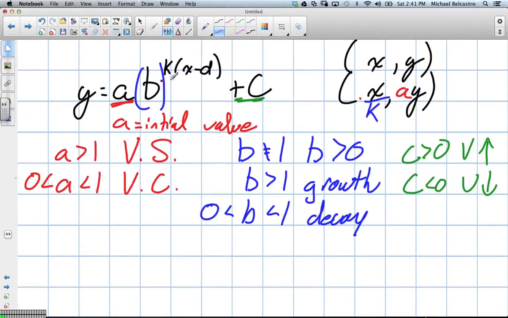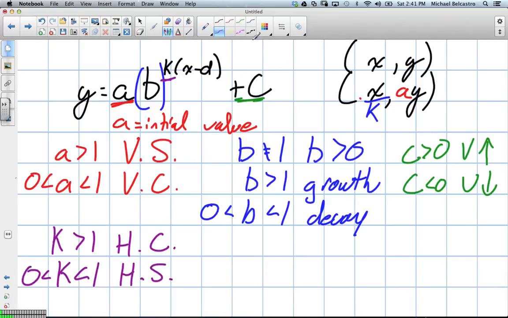Purple. Okay, k is very similar to a. The only difference is k, when greater than 1, is a horizontal compression. So it's the opposite of what the vertical stretch is. And when k is less than 1 and greater than 0, it's a horizontal stretch.